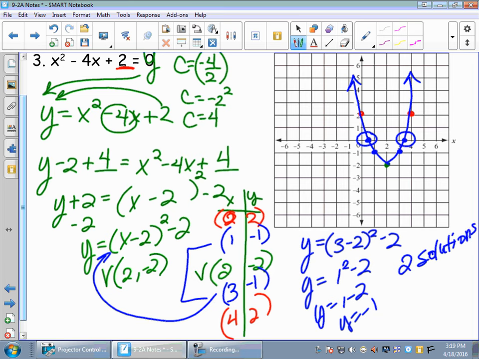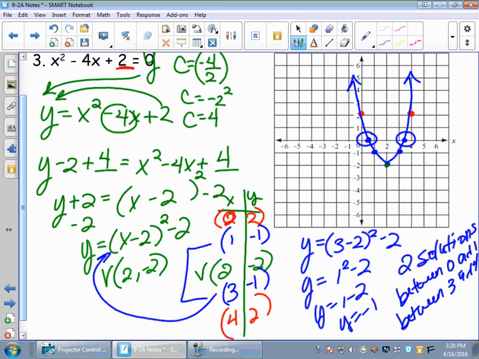One of them is between 0 and 1. Okay, one of them is 0 point something. And the other one, if I graphed it correctly, is between 3 and 4. I'm looking at the graph and I see that the cross is somewhere between 3 and 4, 3 point something. That's all you have to do.